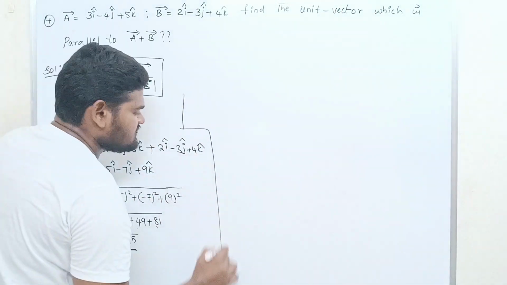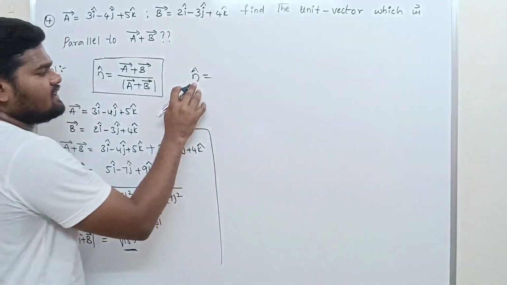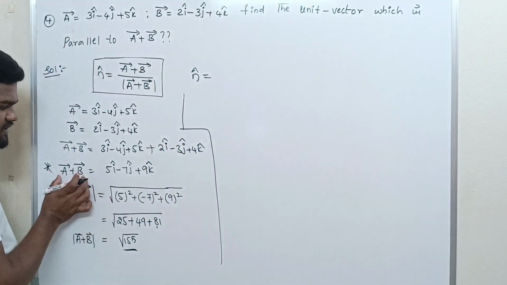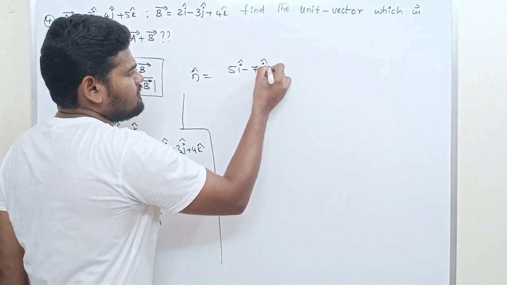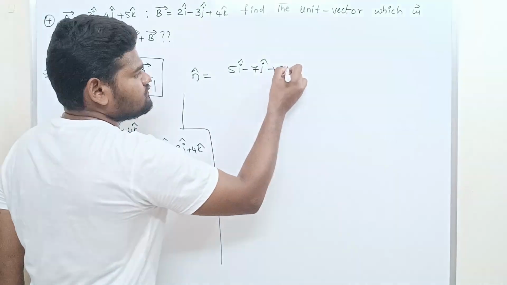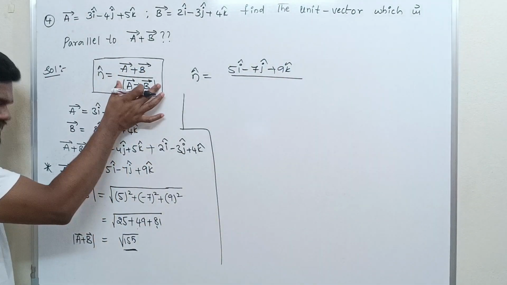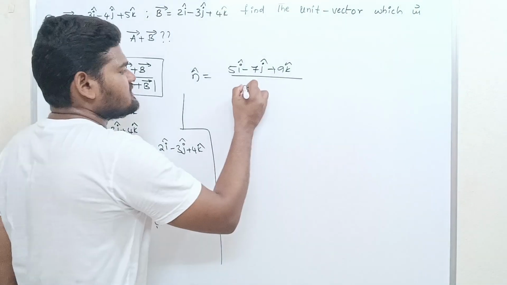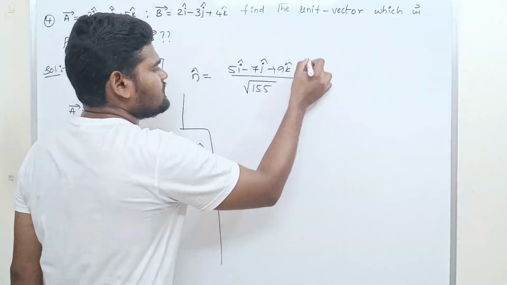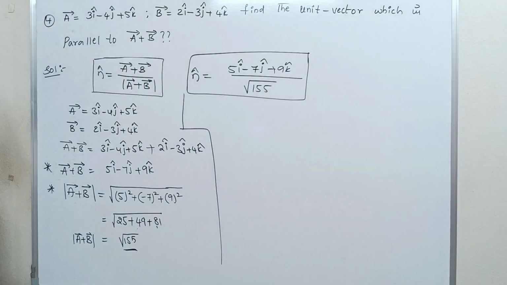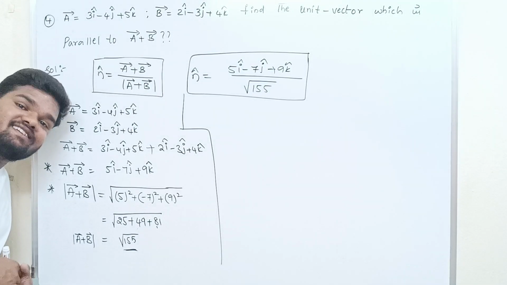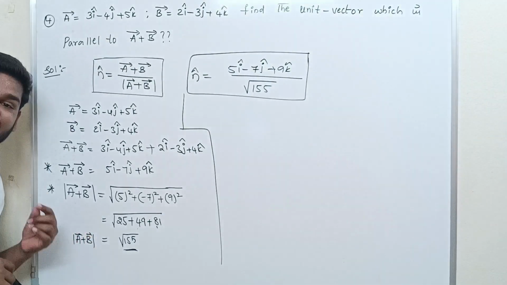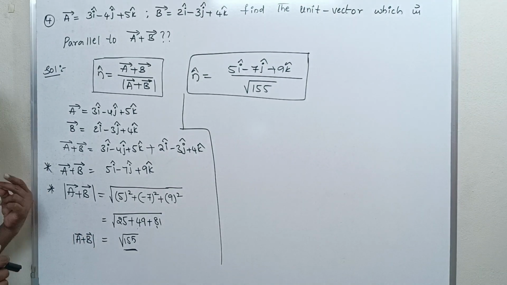So just substitute in this formula. So n cap, the unit vector, is equal to a bar plus b bar. What is the value of a bar plus b bar? 5 i cap minus 7 j cap plus 9 k cap divided by the magnitude of a bar plus b bar. The magnitude of a bar plus b bar is equal to root 155. So this is your answer. Okay. Any difficulty? Any problem? Right. Pause the video and write the solution. Okay. 3, 2, 1, go.